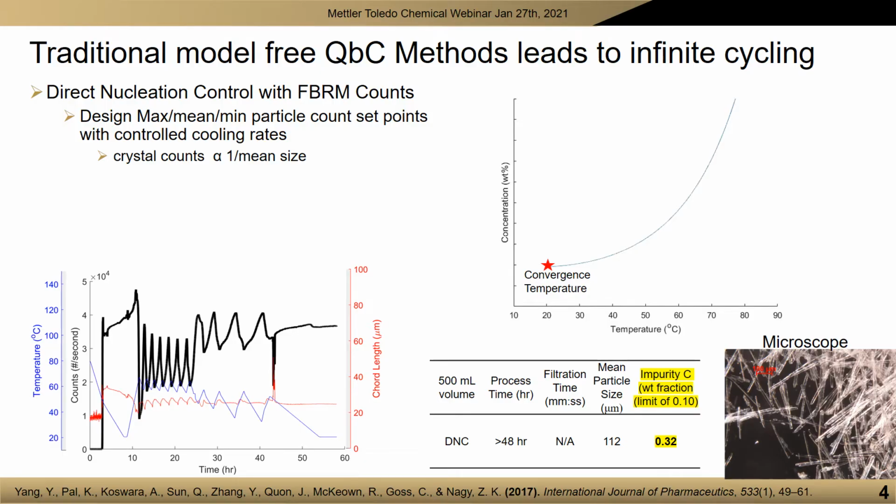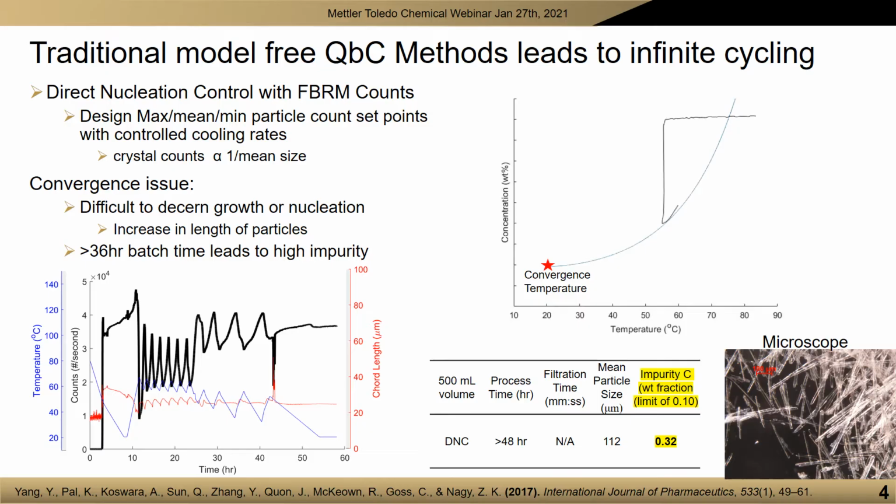Typical DNC temperature trajectories would yield oscillatory behavior, as seen in the bottom left figure of particle counts. This is the black line versus time. One can see that temperature changes direction as the particle counts reach a maximum and minimum threshold. In this experiment, the mean particle counts are set at 35,000 with a 5,000 particle count boundary.